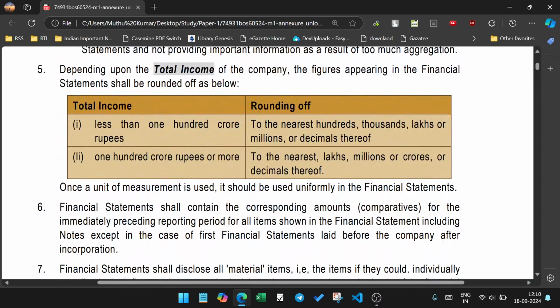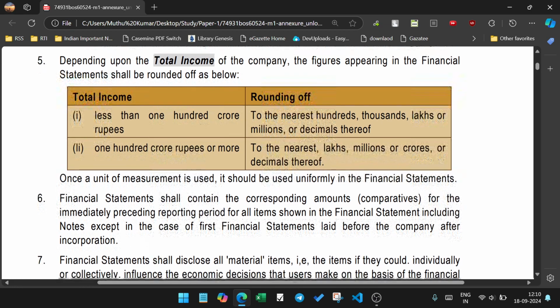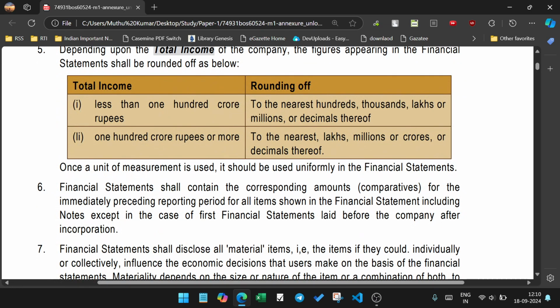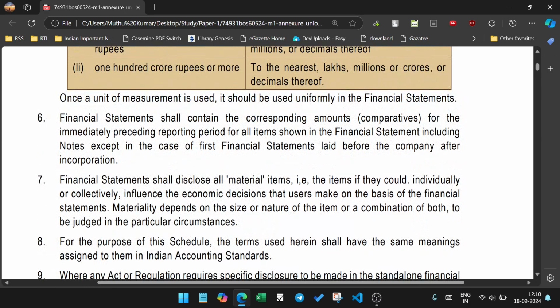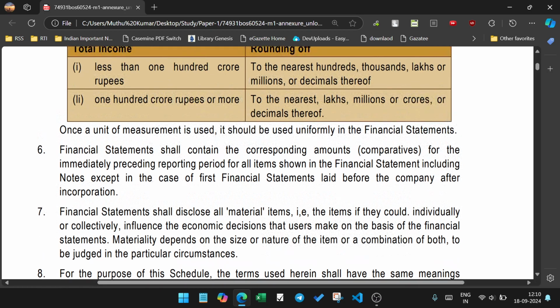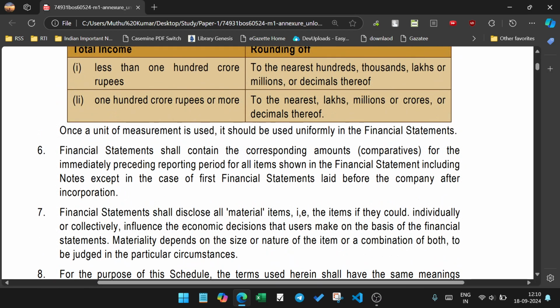Depending upon the total income of the company, the figures appearing in the financial statements shall be rounded off as below. Where total income is less than 100 crores, round to the nearest hundreds, thousands, lakhs, or millions, or decimals thereof. Where total income is 100 crores or more, round to the nearest lakhs, millions, or crores, or decimals thereof. Once a unit of measurement is used, it should be uniform in the financial statements.